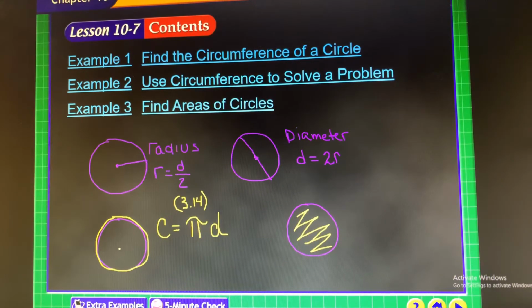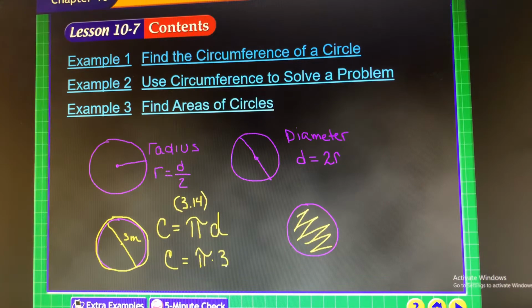So in order for me to do this, I would need to know the diameter of the circle. So we would draw in the diameter like this, and it would have to have a measurement. Let's say it was 3 meters long. So then you go circumference is equal to pi times 3. That's it. And you're going to enter it into your calculator.